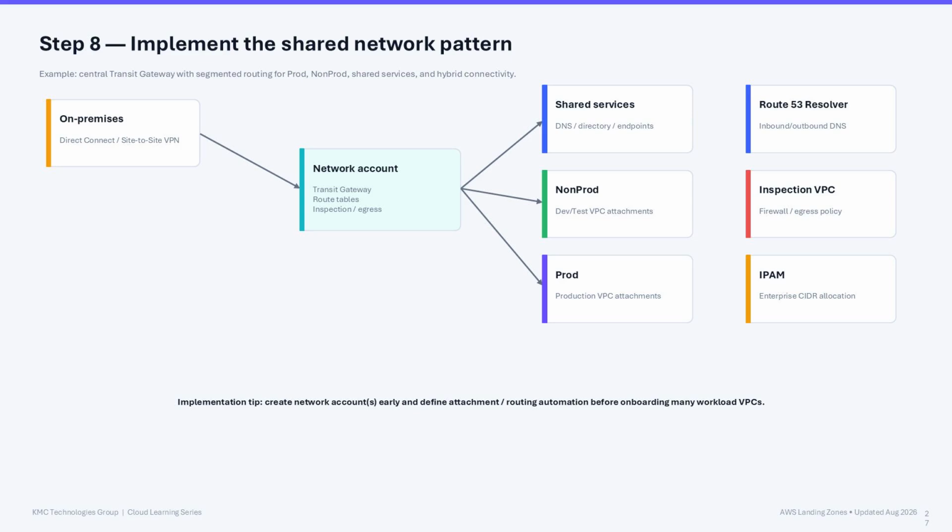This example uses a dedicated network account and transit gateway. On-premises connectivity enters through the network domain. Shared services, non-production, and production VPCs attach with segmented route tables. Route 53 Resolver handles hybrid DNS. An inspection VPC can centralize security inspection and egress. IPAM can allocate CIDR space across accounts. The important lesson is to define and automate this pattern before you have dozens of workload VPCs.